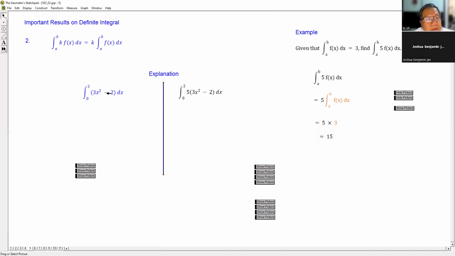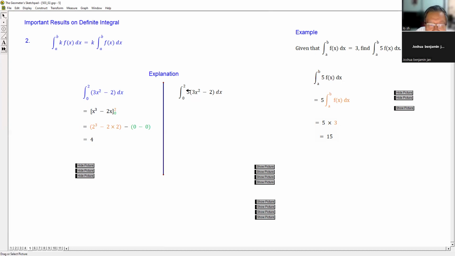The example is here, right? Now this one, there's no k. This one, there's a k. The k is 5. So what I want to do is integrate this function from 0 to 2. When I integrate, it becomes x cubed, and this one becomes 2x. So I substitute in the top number first, the bottom number behind. The answer is 4.